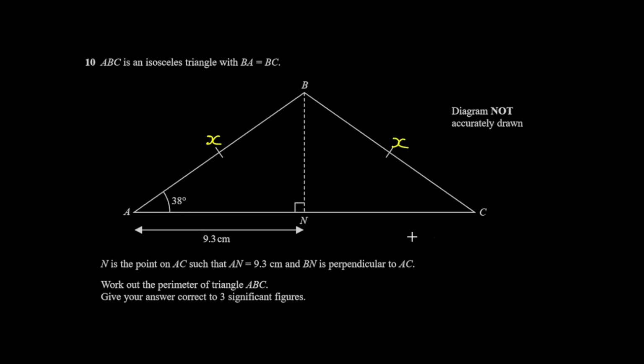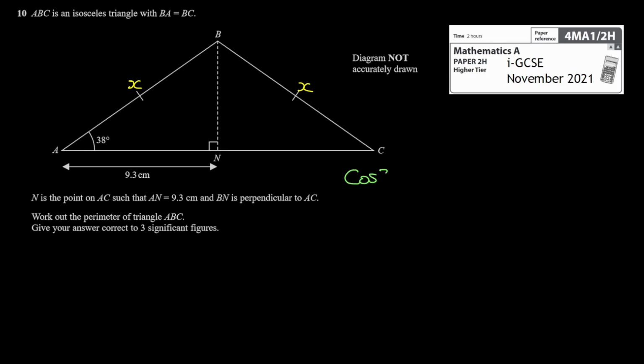Applying SOH CAH TOA to the left-hand side, we've got a hypotenuse, we've got an adjacent. We're not interested in the opposite, so anything with opposite in SOH CAH TOA is rejected. So I can say, and I would suggest you always write this down, don't try to be clever and jump the gun, so you can say that cos 38 is equal to the adjacent 9.3 divided by x. Rearranging the furniture, x is equal to 9.3 divided by cos 38.